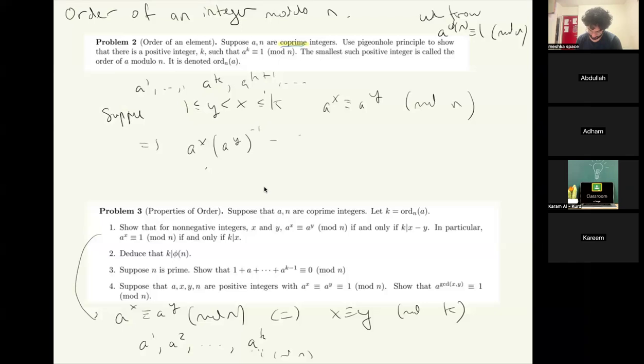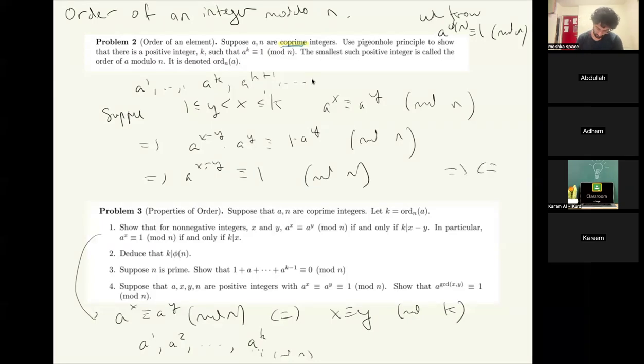We can do that by lemma 0. Yes, you're right. We're saying we can also just write it as a to the x minus y times a to the y is congruent to 1 times a to the y mod n, like this. Now we can do cancellation using lemma 0, and lemma 0 tells us a to the x minus y is congruent to 1 mod n. Okay, and then we get a contradiction, right?